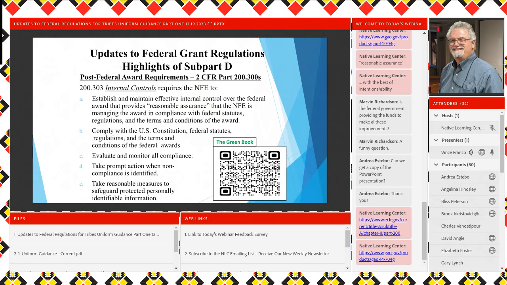Establish and maintain effective internal control over your entire program. Not the federal award, there should be an S after that. After all federal awards, that provides, there's that phrase again, reasonable assurance. Again, their phrase, reasonable assurance, aka to the best of your ability, that the non-federal entity is managing the award in compliance with statutes, regulations, terms, conditions, tribal protocols, best practices, et cetera, et cetera. B, complies with the Constitution. Well, it wouldn't be a federal grant if it didn't. Federal statutes, regulations, a little redundant.